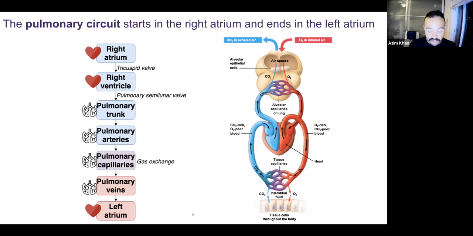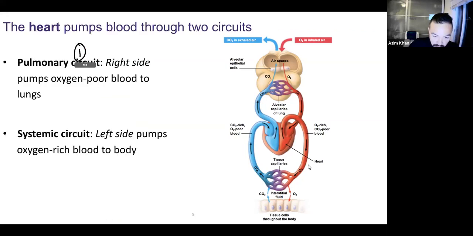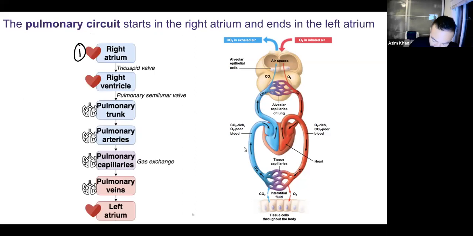Simplified view of each circuit. The right atrium is this top chamber of the heart right here. That's the right atrium. Let me draw a simplified view here. These are valves, these little lines I'm drawing. You'll learn about them in a minute, but this is the right atrium.